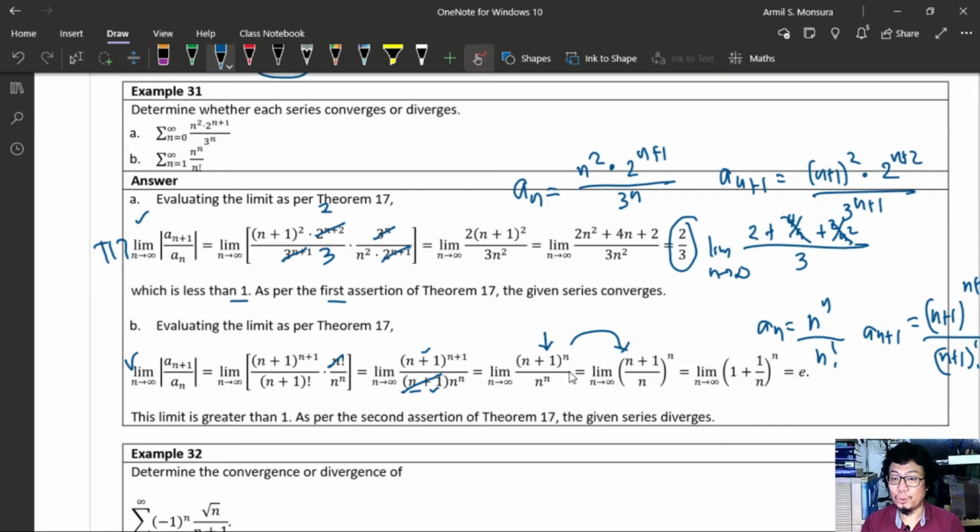Because they have the same exponents, I can actually write them as a single ratio, rewriting this in a very familiar form that allows me to evaluate this limit. The limit now becomes e, which is basically greater than 1. So as per the second assertion of Theorem 17, if this limit is greater than 1 or is infinity, then the series diverges. So we conclude that A converges while B diverges. So that's for example 31.